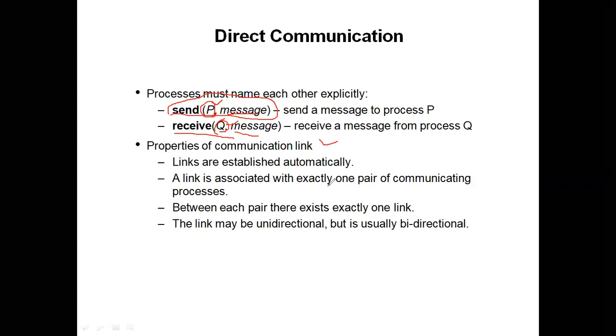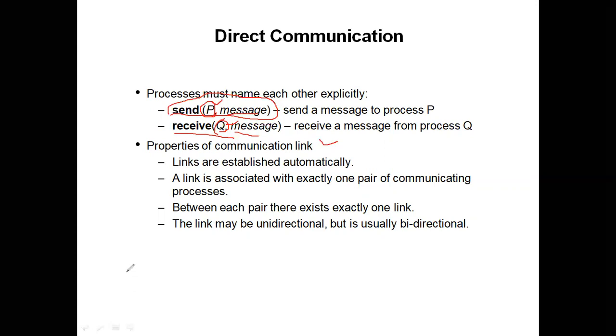And then there is also a requirement that between each pair, there exists exactly one link. So P and Q can have exactly one link, and they cannot have more than one link between them. And then the link can be unidirectional or bidirectional. A unidirectional link is one in which a message can be sent in one direction only.